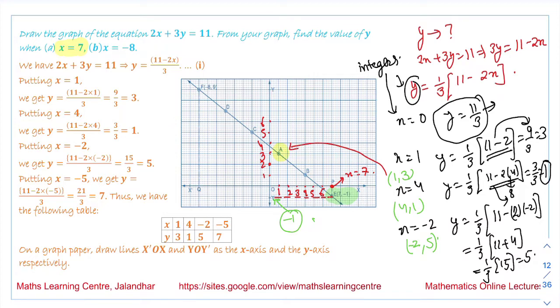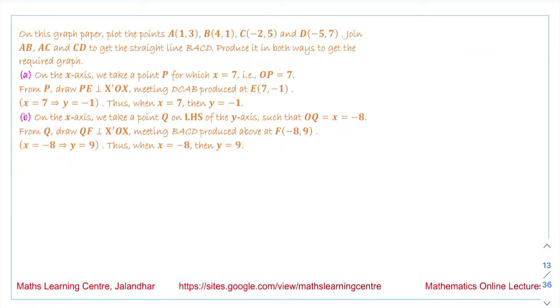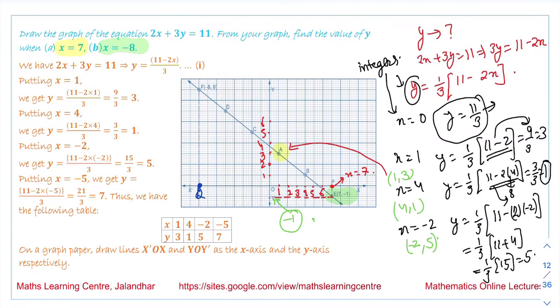Similarly, for x is equal to minus 8, the point is somewhere over here. We are saying this point Q is x is equal to minus 8. We draw the perpendicular in this direction. It will cut at this point. We draw the perpendicular in this direction. So this is the point, and we are saying it is 9. So corresponding to x is equal to minus 8, y is equal to 9, and this is what we have to find.